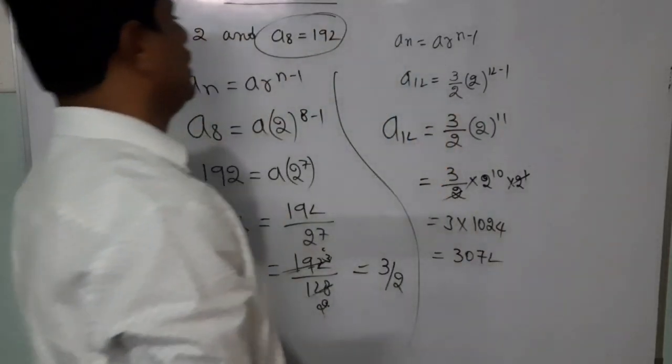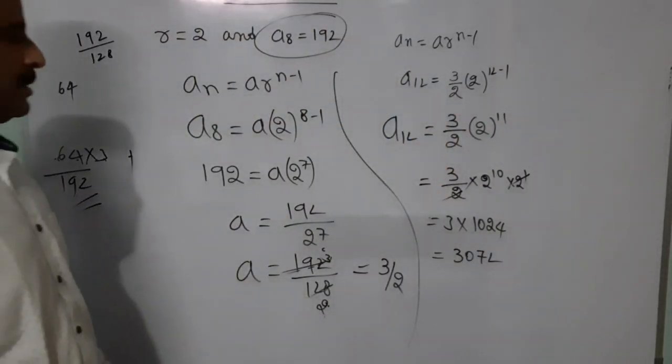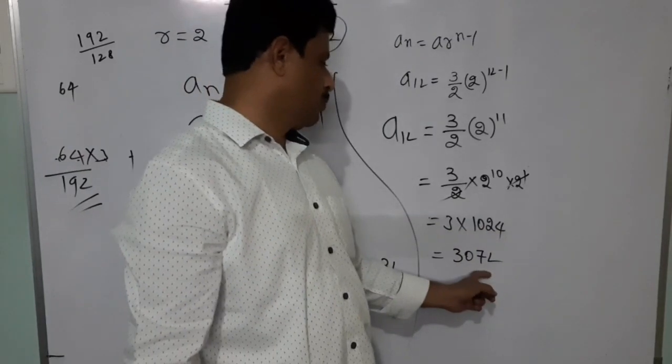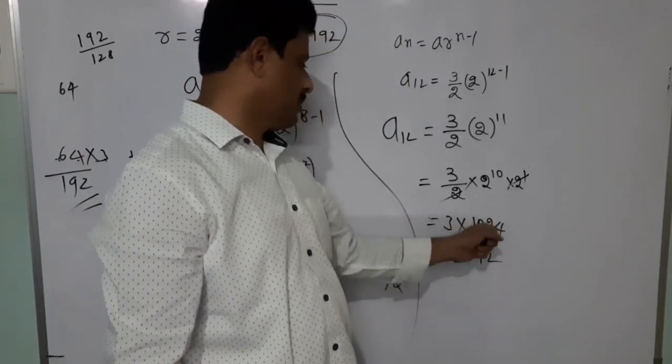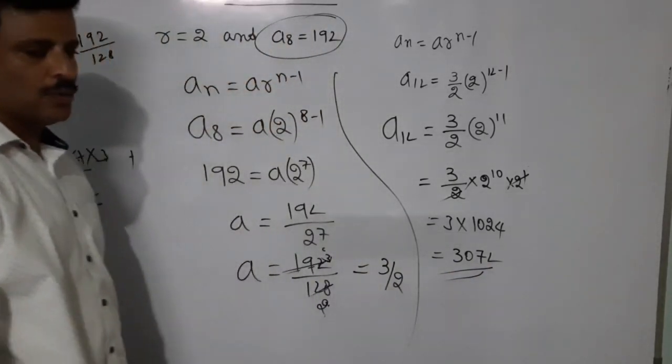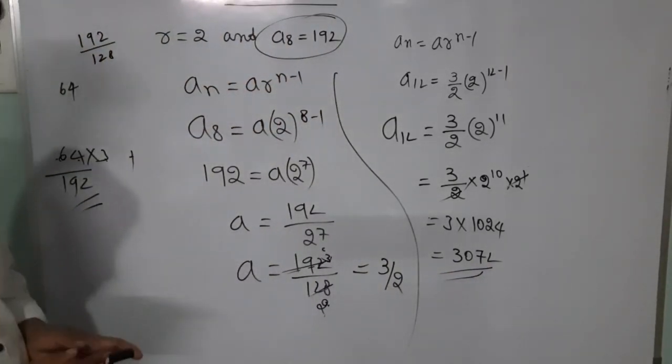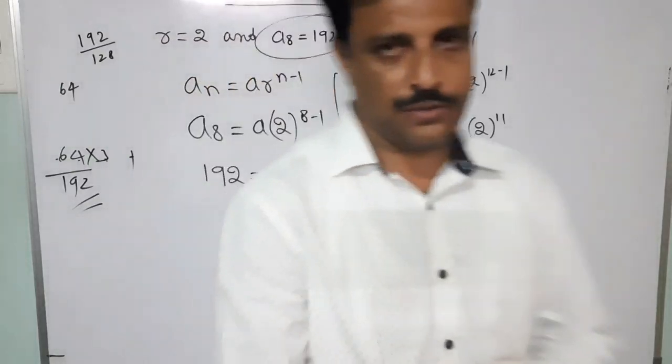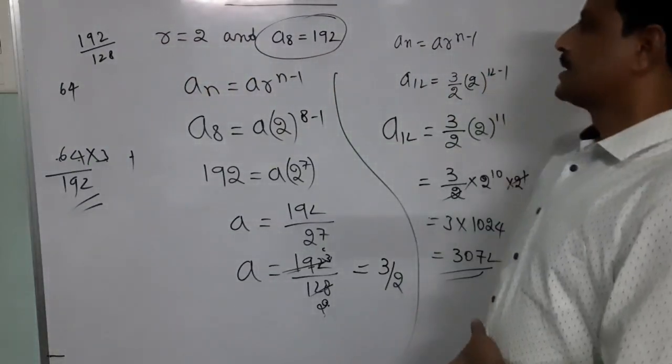3072. Okay, see once: 3 4s are 12, 3 2s are 6, plus 1 is 7, 3 0s are 0, 3 1s are 3. Therefore A12 is equal to 3072. Okay, look here, I will explain once again.